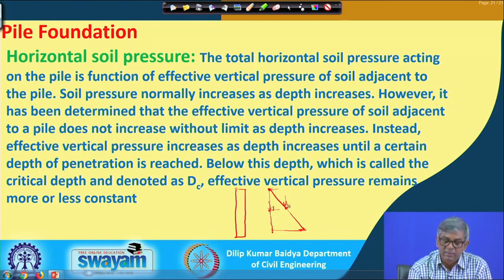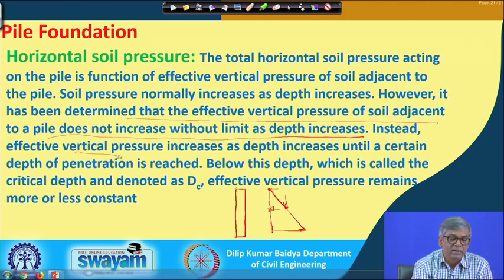First of all, you find out the vertical pressure, then multiply by the lateral earth pressure coefficient, and you will get the horizontal pressure. However, it has been determined that the effective vertical pressure of soil adjacent to a pile does not increase without limit as depth increases. This lateral pressure for the pile may in fact increase, but for calculation of capacity we will not take that increase up to the pile length.